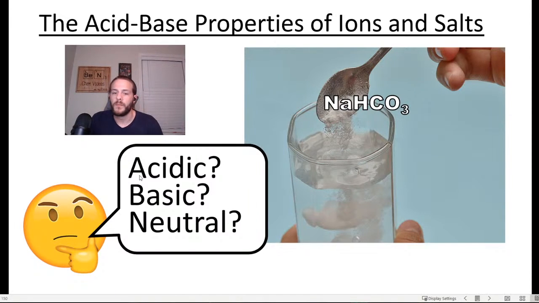And I want to know, that solution of sodium bicarbonate, is it acidic, is it basic, or is it neutral? Is there any way I can figure that out? Is there any way that I could figure out what I should expect the acidity or basicity of this solution to be? Should it be acidic, basic, or neutral? So that is the question.